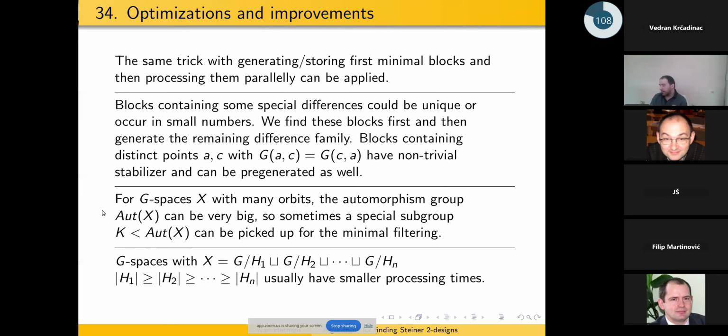And next, I don't know how it is explained, but for some reason, if we have G-spaces with generating subgroups ordered by their cardinality in descending order, they usually have smaller processing times. Sometimes the processing times can differ by 100 times for some reason. I don't know.